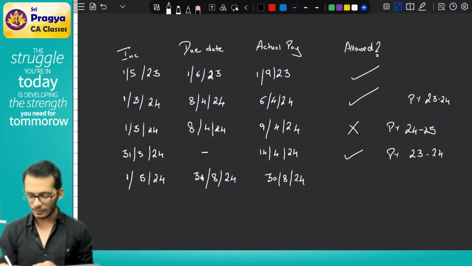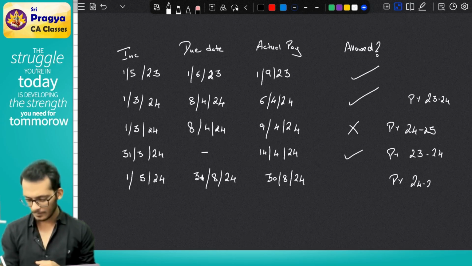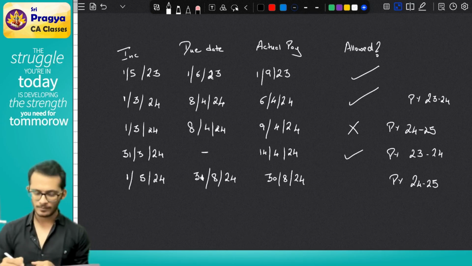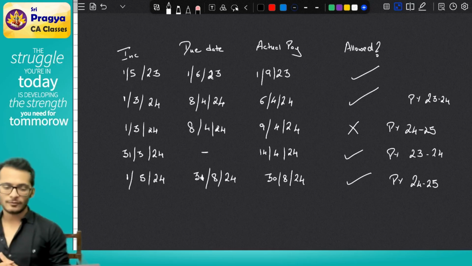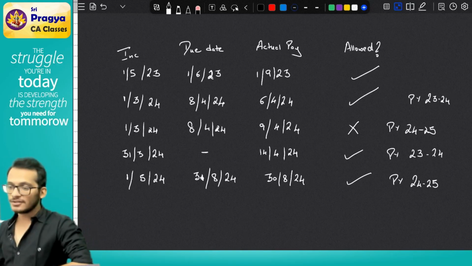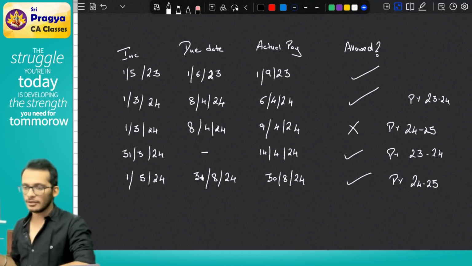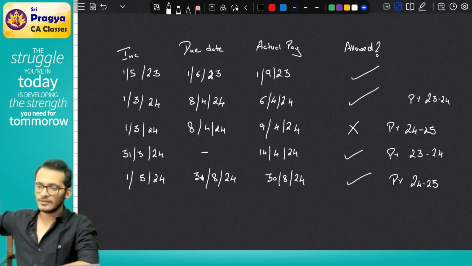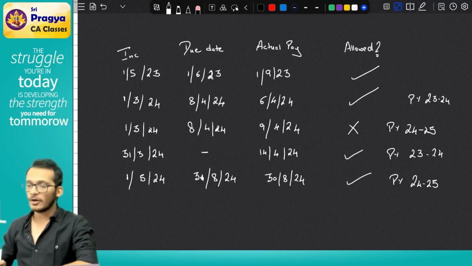24, 25. Why, Rahul? Because it is permanent dependent. Understand this carefully. You have actually breached your contract first. You took a contract incurrence on 1st May. You should have made the payment within 45 days maximum.